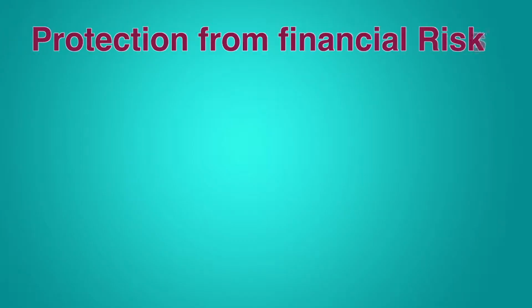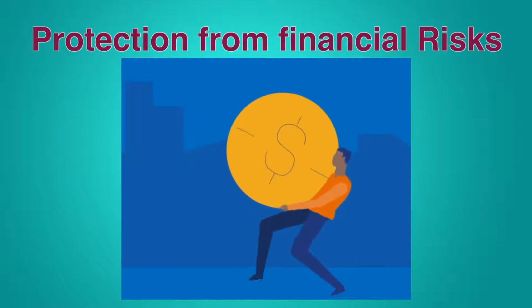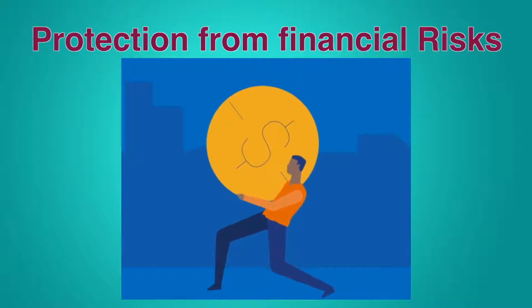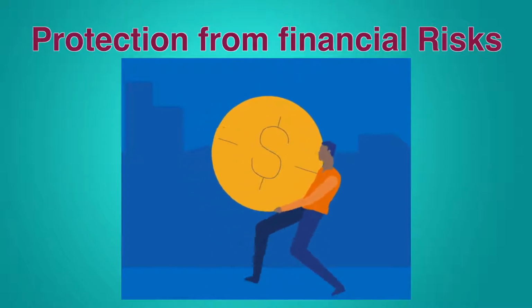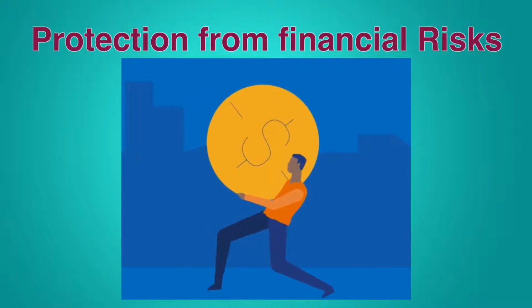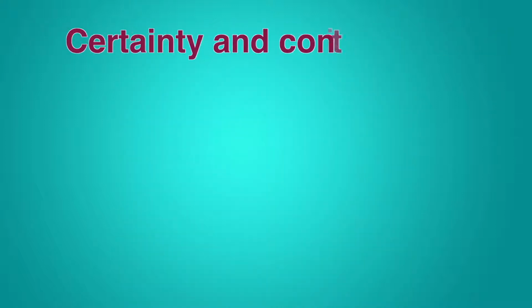Protection from financial risk. In this property, it offers protection to those risks which can be measured in terms of money, that is, financial risk. The next feature is certainty and contingency.